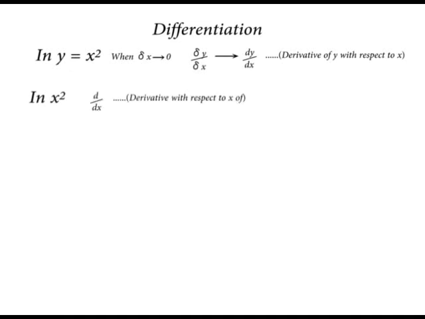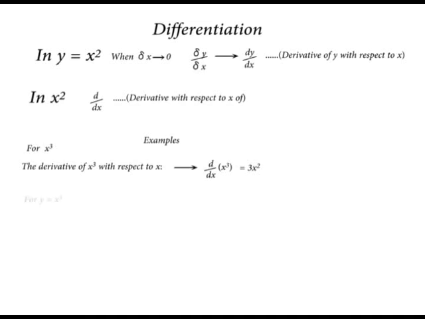When delta x approaches 0, delta y over delta x becomes dy over dx, where dy over dx means the derivative of y with respect to x. If you remove y, the symbol d over dx denotes derivative with respect to x of. And so if you have x cubed, then we say the derivative of x cubed with respect to x. That is written as d over dx of x cubed, and then we differentiate x cubed. So we shall have d over dx of x cubed is 3x squared.